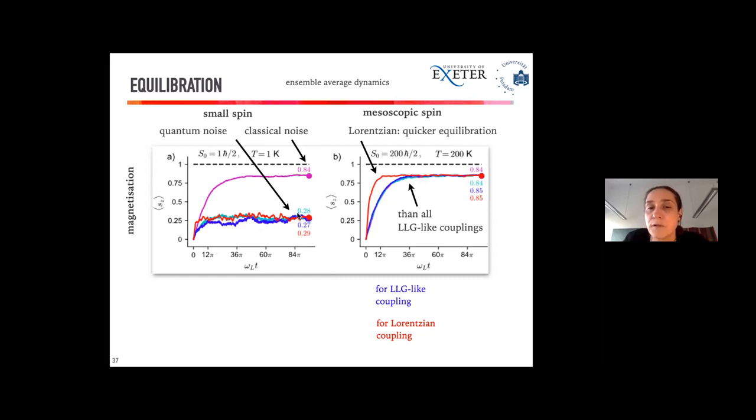And that's true for all the different Lorentzians. So the quantum noise really dominates at these low temperatures. And that's also an effect that we believe is actually affecting the experiment. But to what degree, we will see.